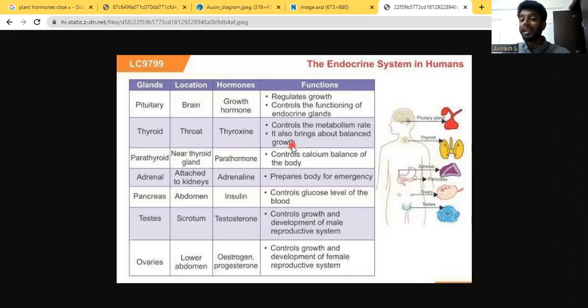It also brings about balanced growth. When I say balanced growth, the height should be in balance with the weight. The weight should be in balance with the muscle growth. So everything is balanced. That is also another function of the thyroid gland.